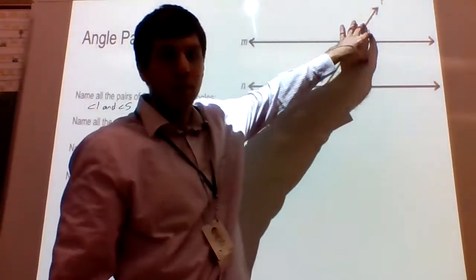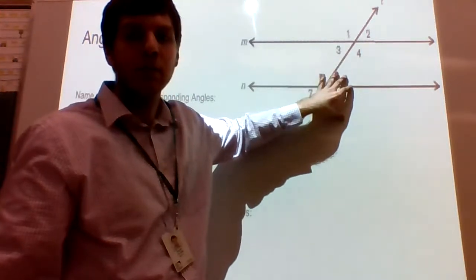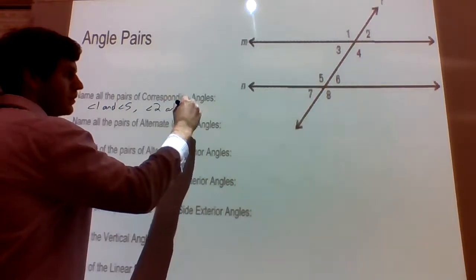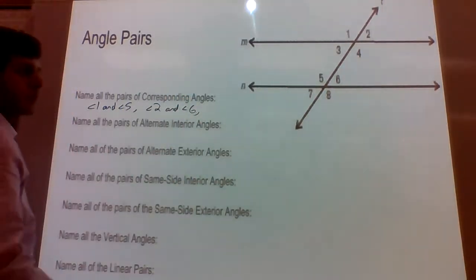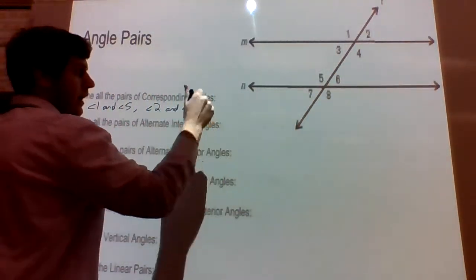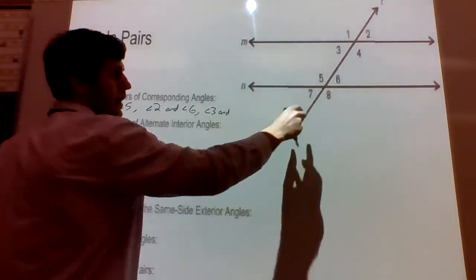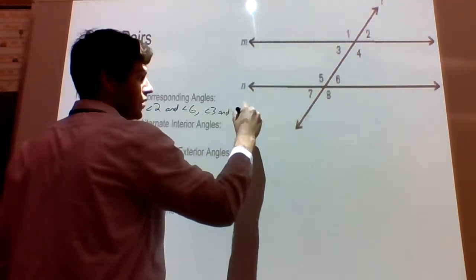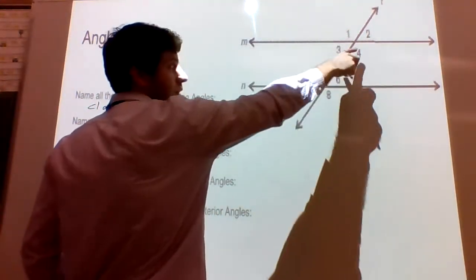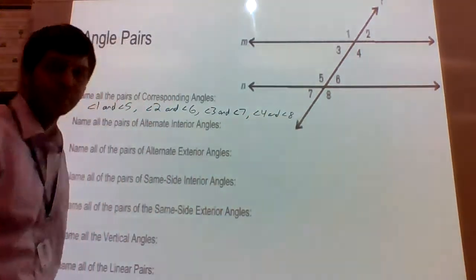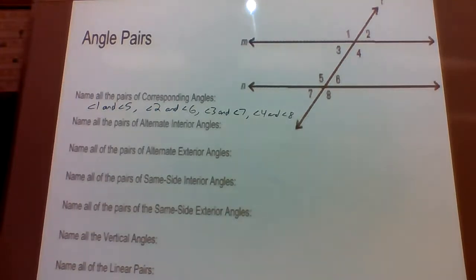If we pick up the first intersection point and put it on the second one, two is going to be on top of six. So angle two and angle six. They're both on the upper right. Upper right, upper right. Okay. Angle three is corresponding with seven, the bottom left. Okay. And then again, if you pick it up, put it over, angle four is going to be on top of angle eight. Corresponding angles are in the same corresponding location.